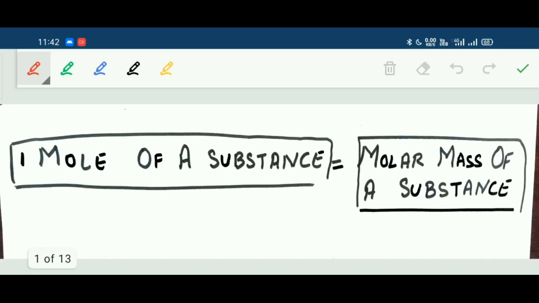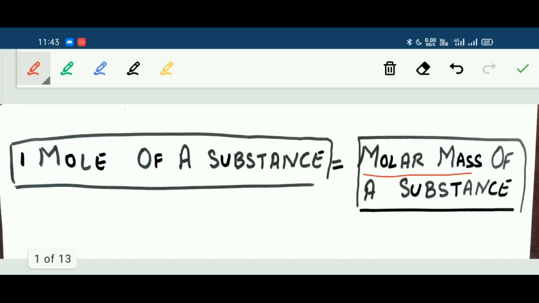Students, 1 mole of a substance is always equal to the molar mass of the substance, which means if we have carbon, then 1 mole of carbon will be equal to the molar mass of carbon. Similarly, 1 mole of carbon dioxide will be equal to the molar mass of carbon dioxide. So the question is, what is molar mass and how can it be calculated or known?